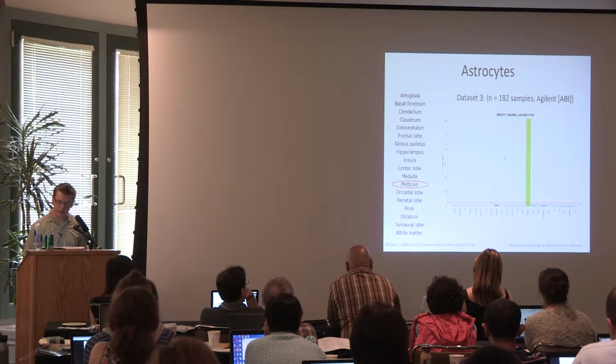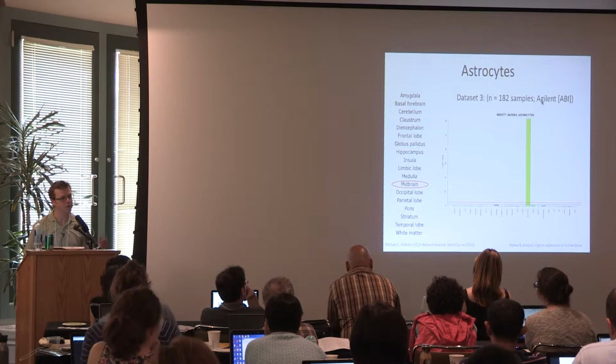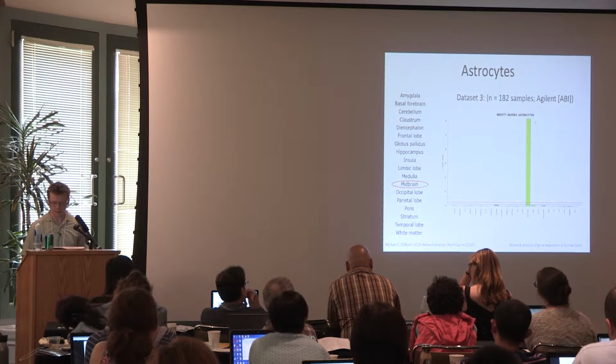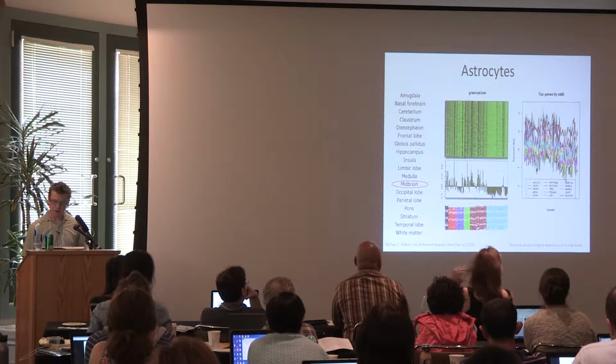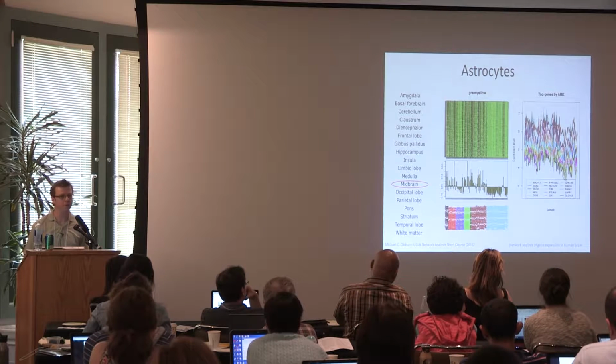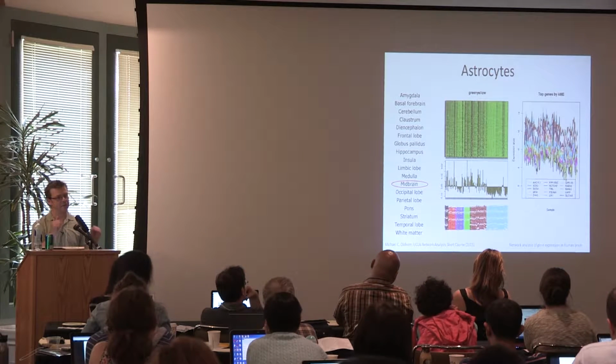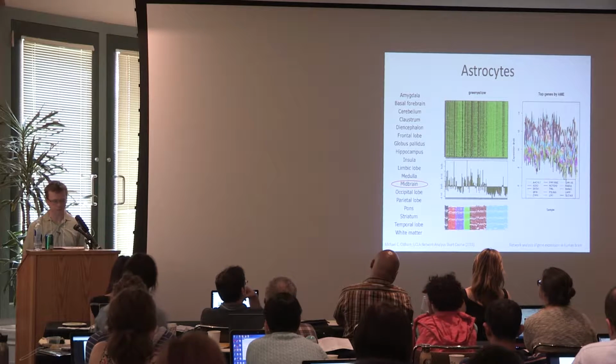Here's a third data set. This is from midbrain, 182 samples. This is on a microarray. This is an Agilent microarray. This is the module that shows enrichment with that gene set. Here are the top 15 genes in the module, right? So this is 3 out of about 60 regional data sets, right?